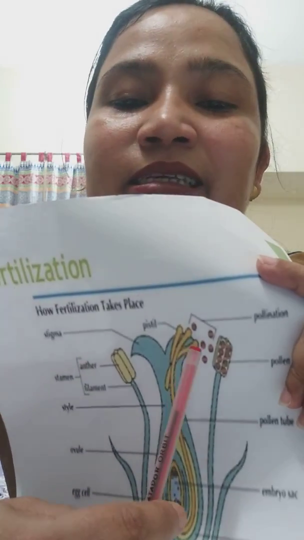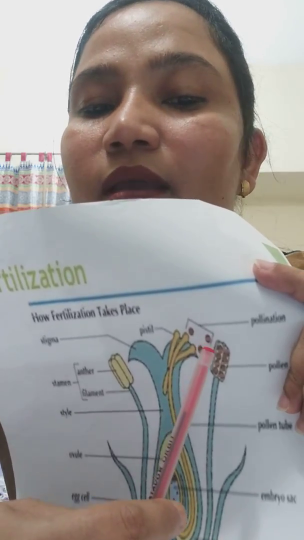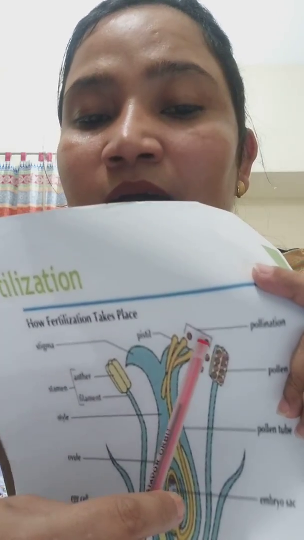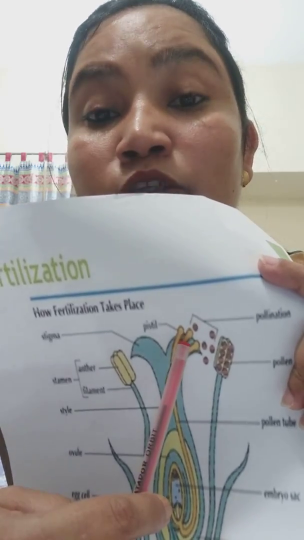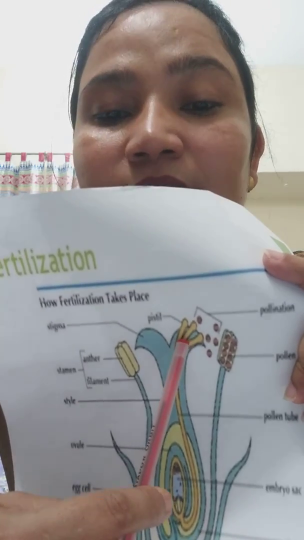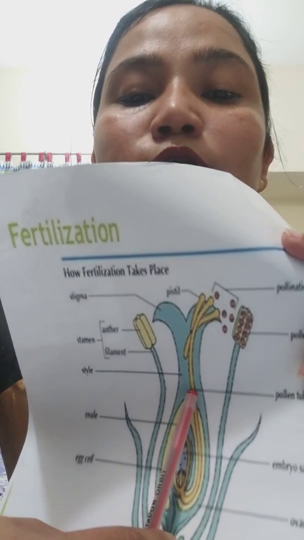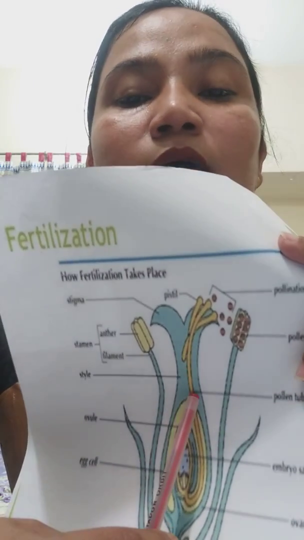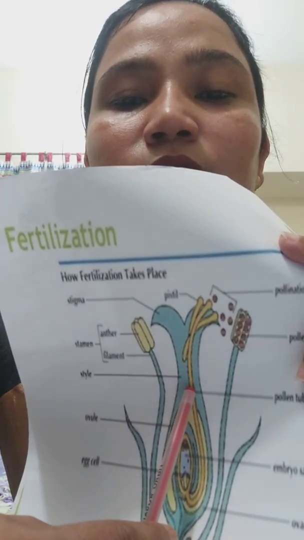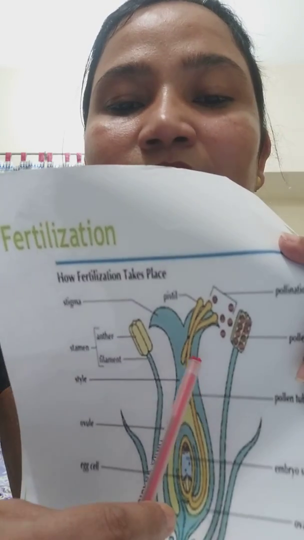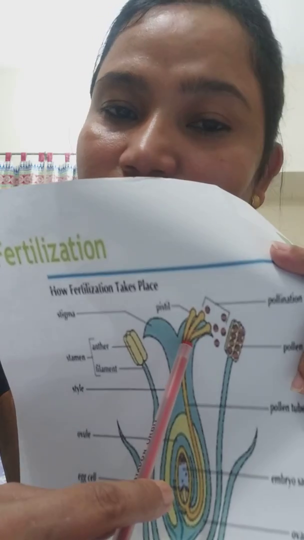And in the stigma, there is a sticky fluid. After pollination, the pollen grains absorb this fluid, swell up and burst open, and develop a long, hollow, tubular outgrowth. This tubular outgrowth is called the pollen tube. The formation of the pollen tube from the pollen grain is called germination.